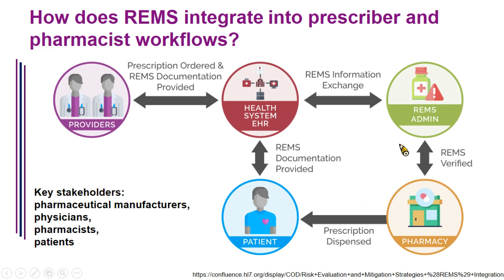And finally, when this is all done and processed and linked, the REMS documentation has been provided to the patient, and then the pharmacy can pick out the prescription and deliver or dispense it to the patient. So that is the process workflow. Sounds complicated, right? But you can see why there has to be pharmacy in this REMS program.